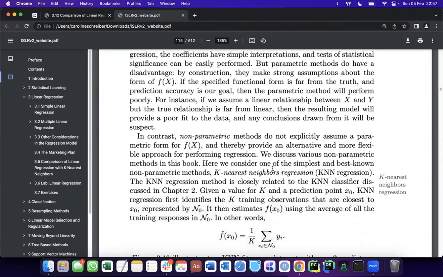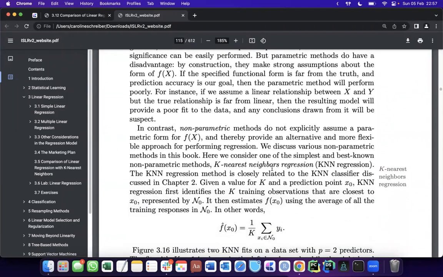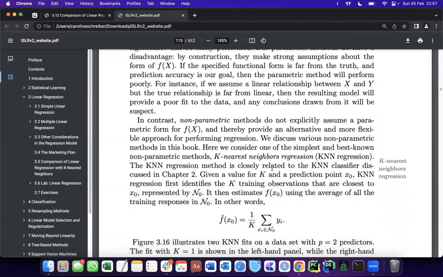But the reason why we may not want to use a parametric method is because they make strong assumptions about the form of our function. And again, with all of those potential problems, collinearity, et cetera, if there's not a linear relationship, if the residuals are correlated, all of those things, we will have a poorly fitting model to our data.